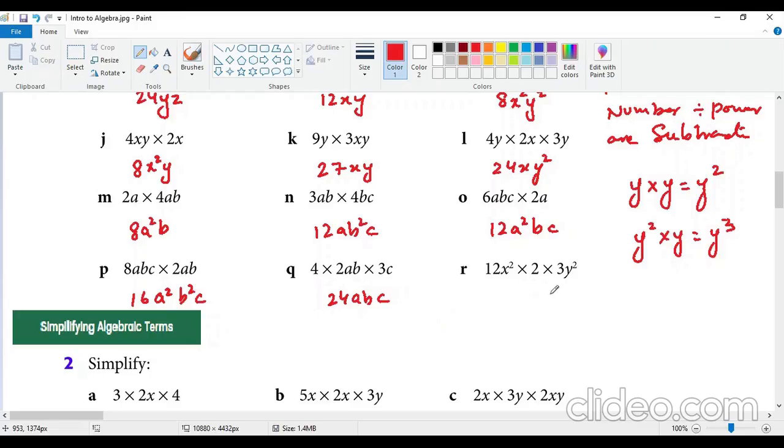12 times 2 is 24, or you can say 2 times 3 is 6, and 6 times 12 gives you 72. And then it's going to be x square and y square.